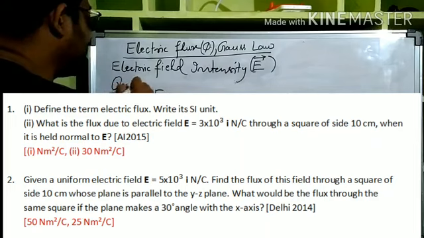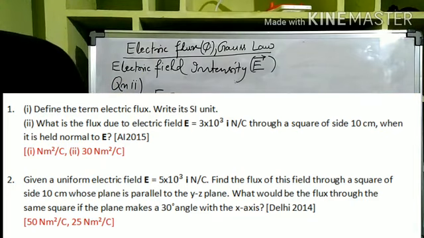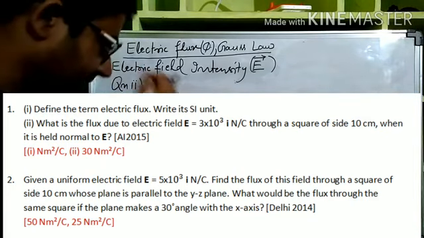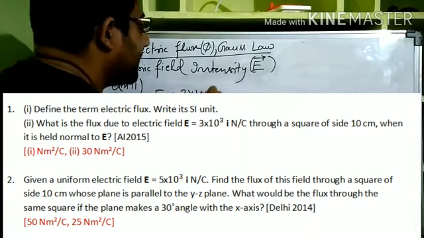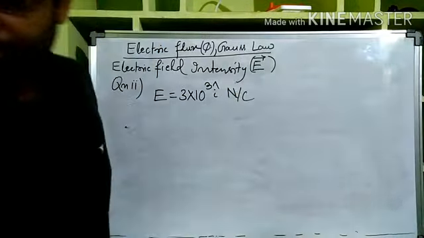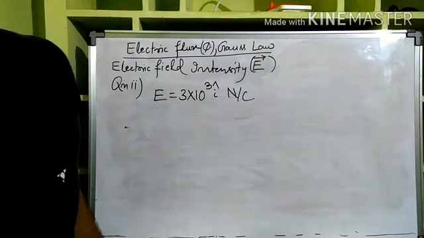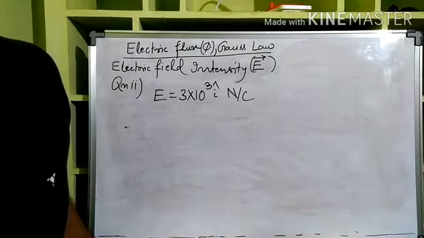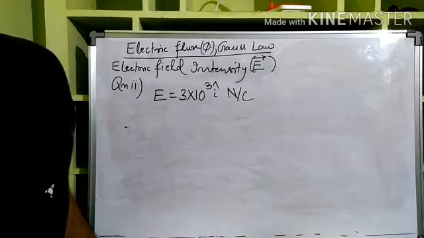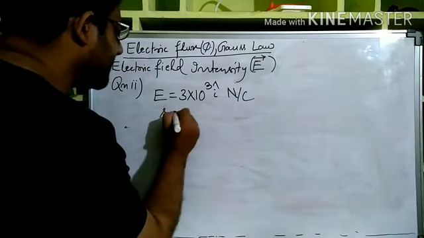Question second part I am taking. E is equal to 3 into 10 to the power 3 i cap Newton per Coulomb. What is the electric flux due to electric field E is equal to 3 into 10 to the power 3 i cap Newton per Coulomb through a square of side 10 cm when it is held normal to E. Square of side 10 cm.